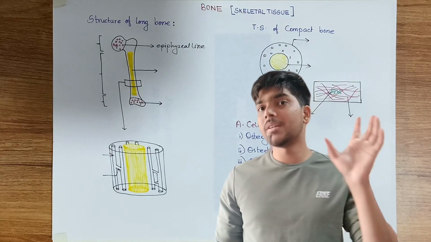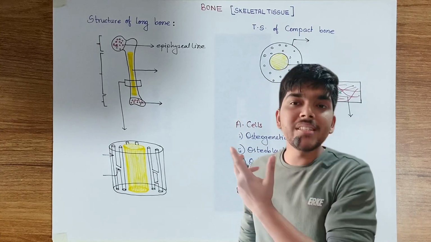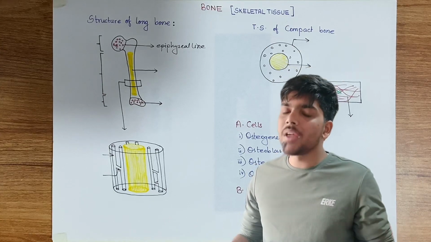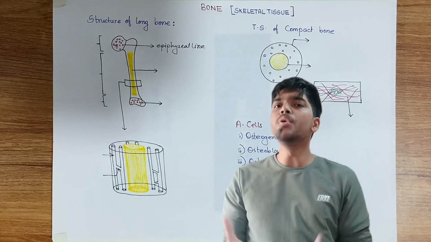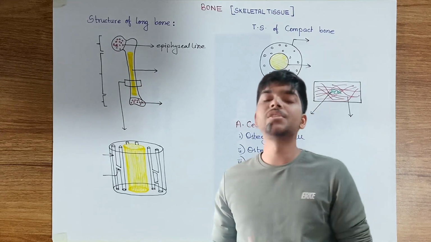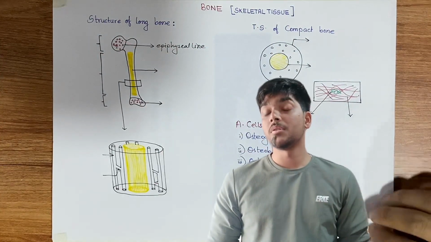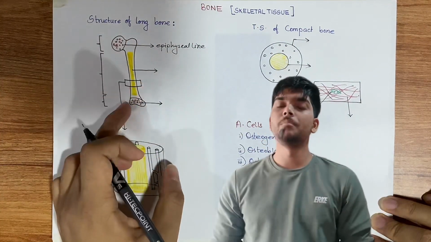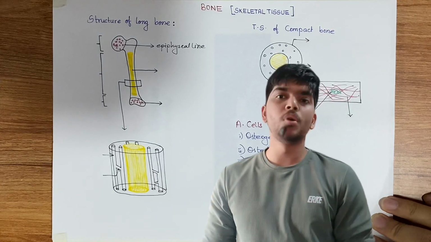Bone is kept under skeletal connective tissue because it forms the skeletal system of our body. That's why. Okay, so before understanding what a bony tissue looks like under a microscope, first let's look at the structure of the long bone. Long bone is called so because it's long as compared to other bones present in your body. This is what a long bone looks like.